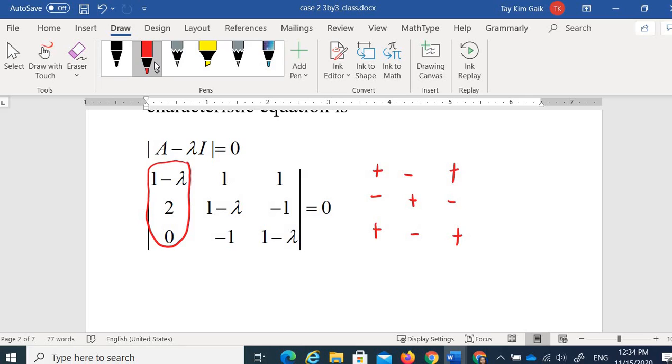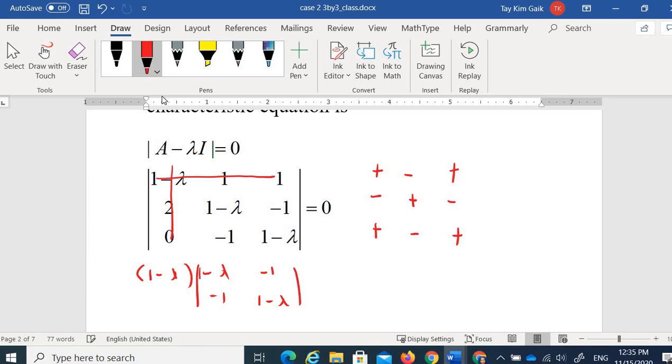So hence the determinant of A minus lambda I, we will take the first column here. First row, first column, the sign is positive. That's why I have positive 1 minus lambda. You cross out the first row and first column, and you are left with the determinant of 2 by 2, which is 1 minus lambda, negative 1, negative 1, 1 minus lambda.